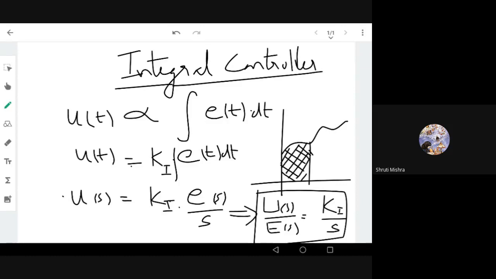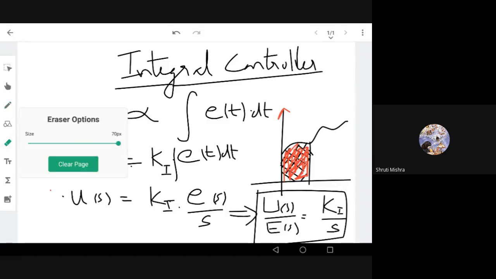So it acts on the area of the error curve. If the area is huge, the output will increase proportionally, intelligently, rather than directly checking the difference of error and reference. That is the direct magnitude of error, the difference of reference and the present output. Here the output is directly affected by the error curve. Integration is nothing but finding the area of a curve from time 0 to time t1, whatever. So this is the integral controller.